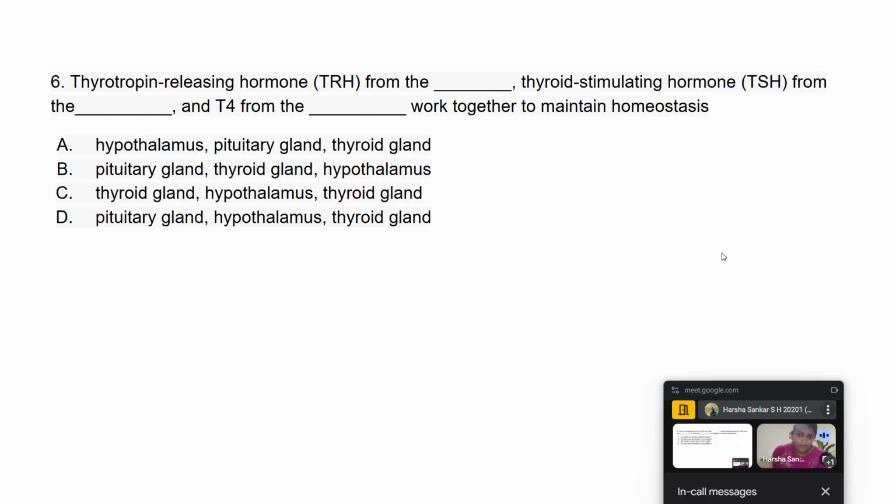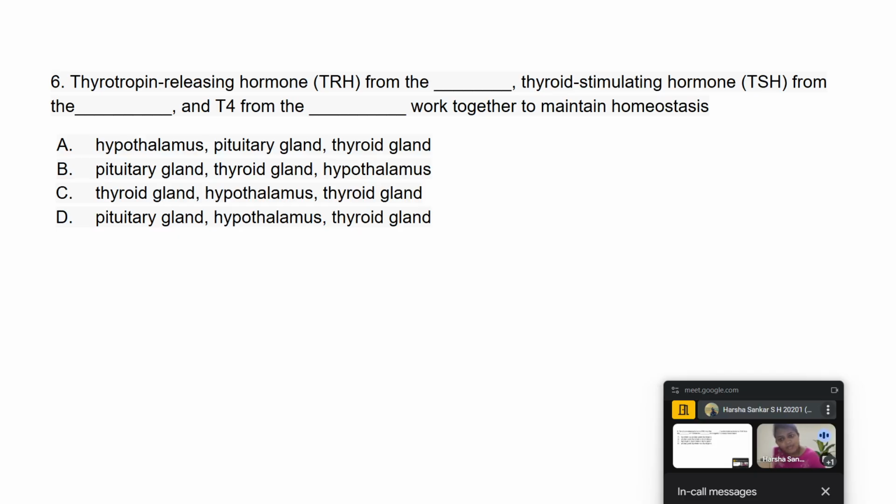Thyrotropin releasing hormone TRH from the dash, thyroid stimulating hormone TSH from the dash and T4 from the dash work together to maintain homeostasis. So the question is, these are three different types of hormones, and where are these three produced. First is TRH or thyrotropin releasing hormone, produced in dash gland. TSH is produced in dash gland, and finally T4 is produced from dash gland.